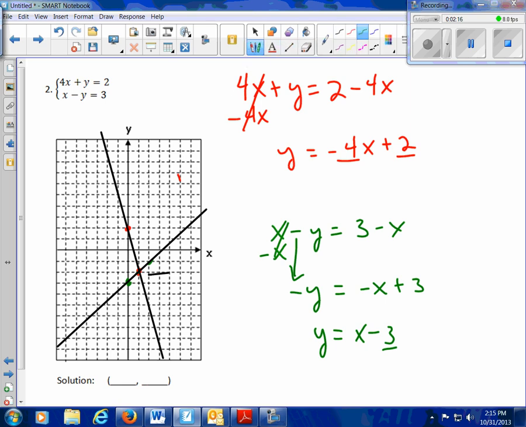at that intersection right there. So at that point, x is going to be 1, y is going to be negative 2. So my final solution is 1, negative 2 for y.